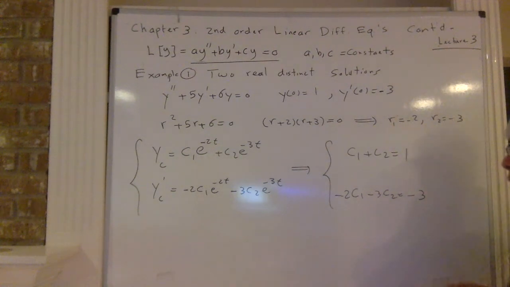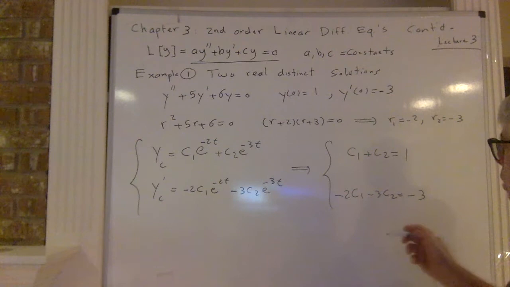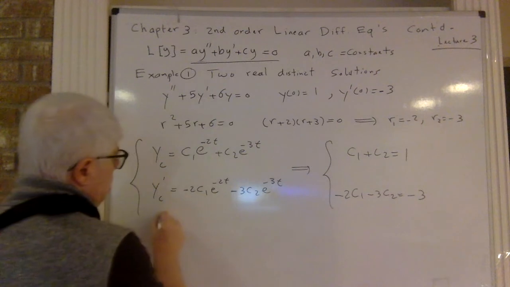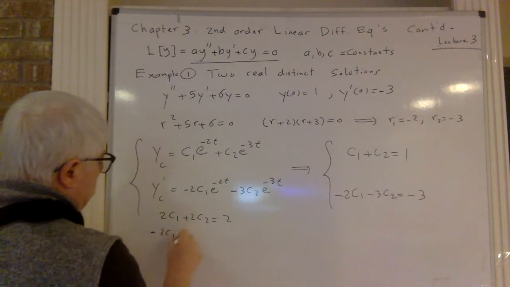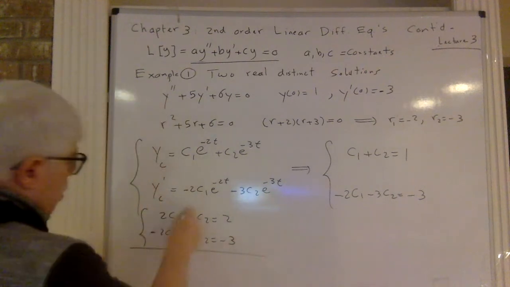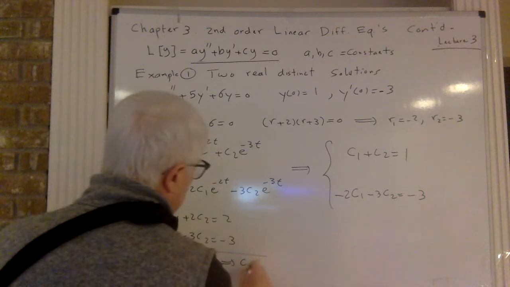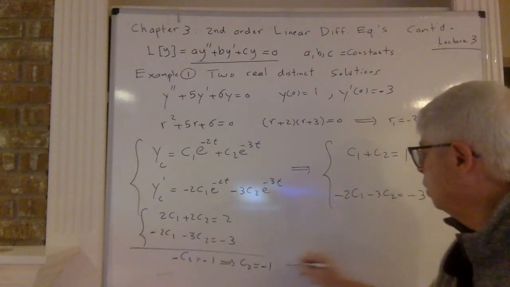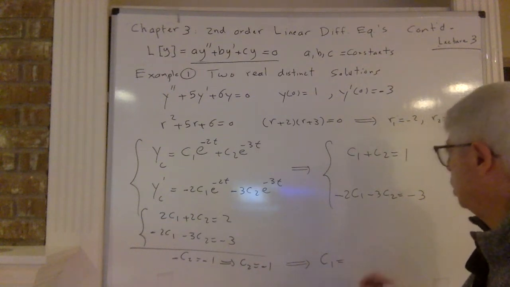Well, this is just 2 equations with 2 unknowns, just solve it any way you like. I would multiply this by 2 and add to this. So if I multiply this by 2, I will get 2 c1 plus 2 c2 is 2, and this is minus 2 c1 minus 3 c2 is minus 3. So adding them, that's minus c2 is minus 1, so c2 is 1. Put c2 here in the first equation, c1 plus 1 is 1, so c1 is 2.